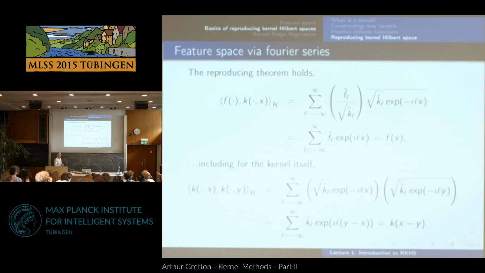Yeah? This is the only kernel with this structure depending on the difference, right? So remember that the feature map is not unique. I have used the Fourier series as a very convenient way to construct this, but I can construct any number of different feature maps which will have the same kernel. So also only dependent on the difference of the arguments?